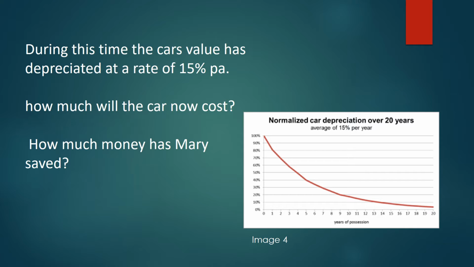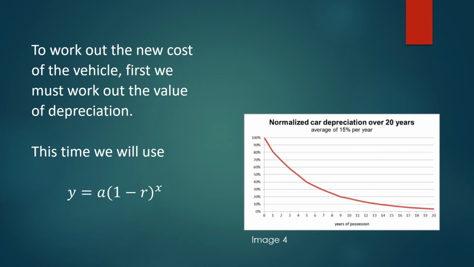During this time, the car's value has depreciated at a rate of 15% per annum. We now need to find out how much the car will cost and how much money Mary has saved. To work out the new cost of the vehicle, first we must work out the value of the depreciation. This time we will use the decay formula.